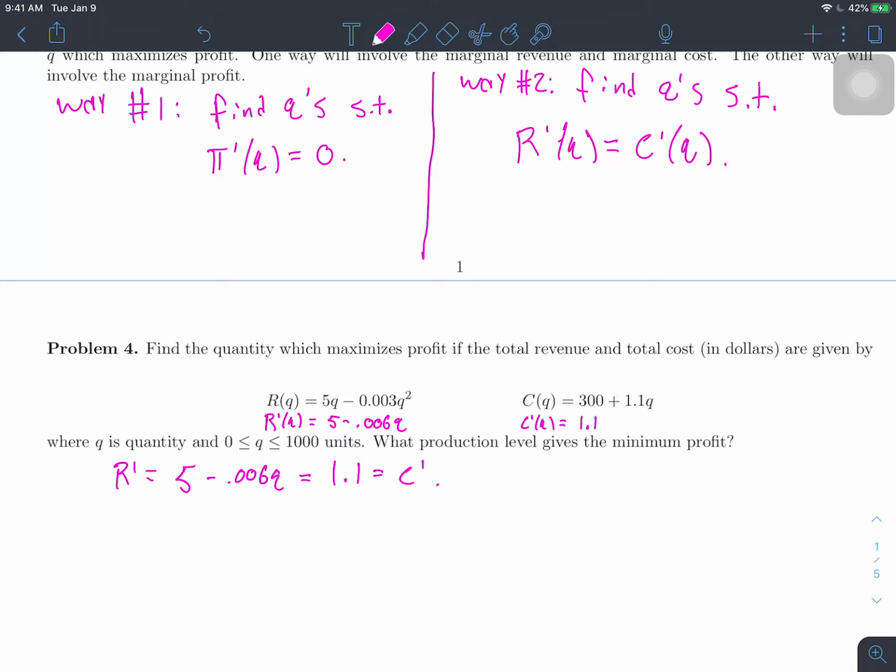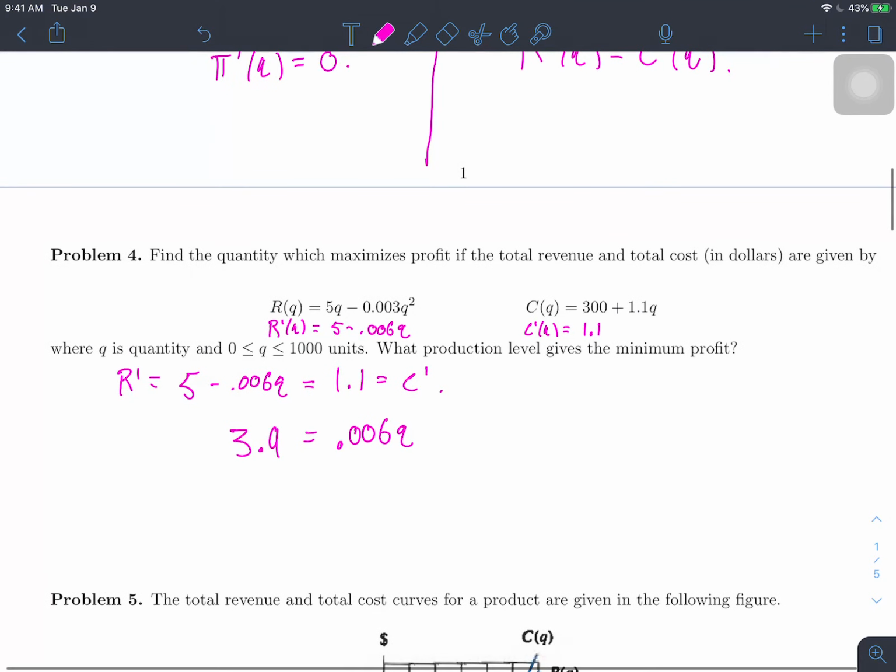Okay, so I'll move the 1.1 over, and we'll have 0.006 q equals 5 minus 1.1, that's 3.9. And now we'll divide both sides by 0.006. We'll get q equals whatever that is, 3.9 divided by 0.006 equals 650.